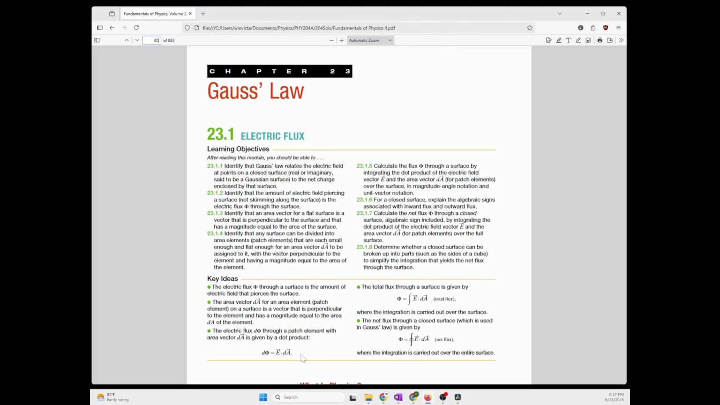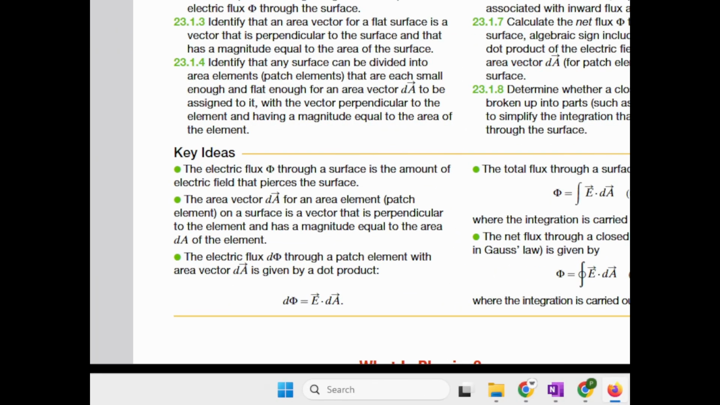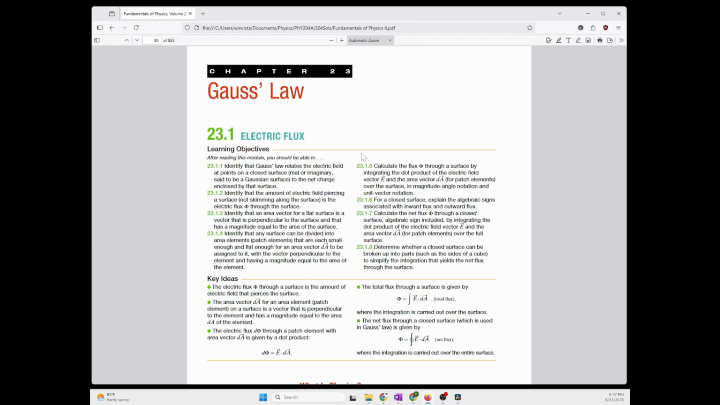Welcome to the video. This is going to be the first video on chapter 23, Gauss' law. Before we get started, if you can take a look at the bottom of the left-hand side, you can see that there's an equation where the right-hand side has a dot product. A dot product is just a different name for the scalar product. If you have not reviewed the scalar product, please do that first.